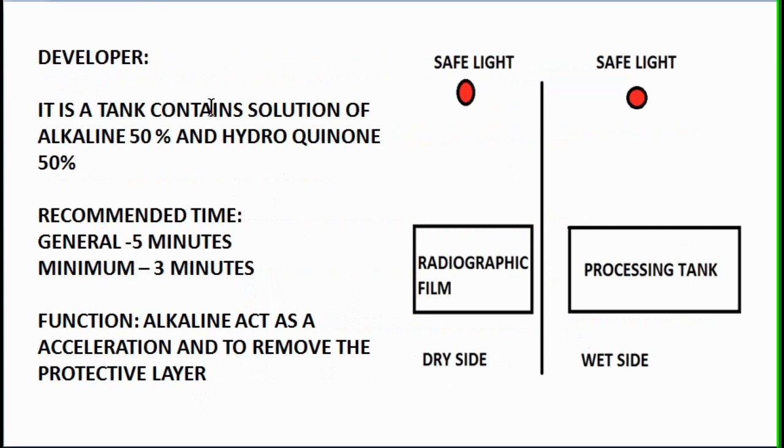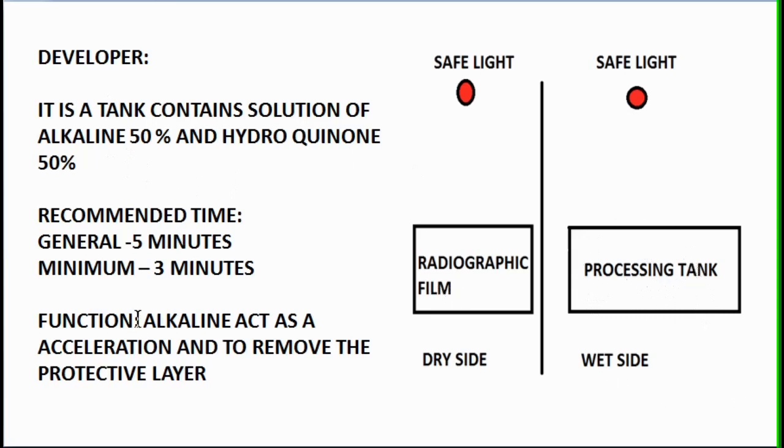In the processing tank, there are four processes to go from hidden image to visible image. Only then is the hidden image converted into a visible image. Hidden image has another name, latent image. So the first process is the developer. What is the developer? It is a tank containing a solution of 50% alkaline and 50% hydroquinone. Four tanks are placed in the processing area.